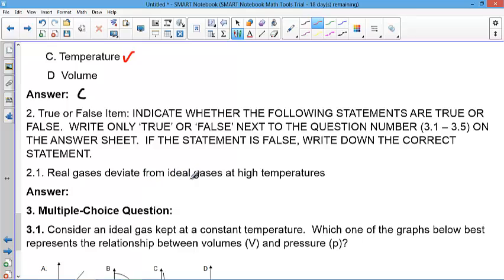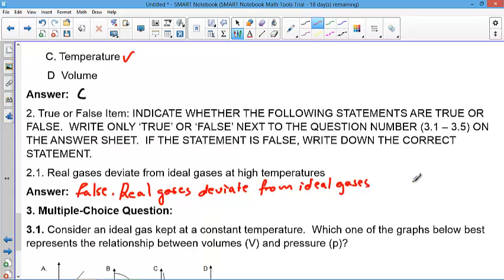Real gases deviate from ideal gases at high temperatures. Well, we know that is false. And it is false because we know that real gases deviate from ideal gases at low temperatures.